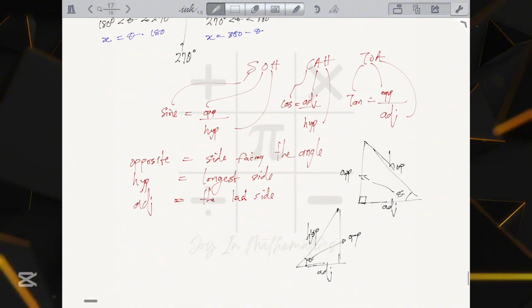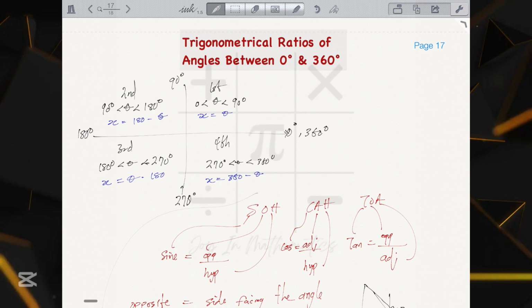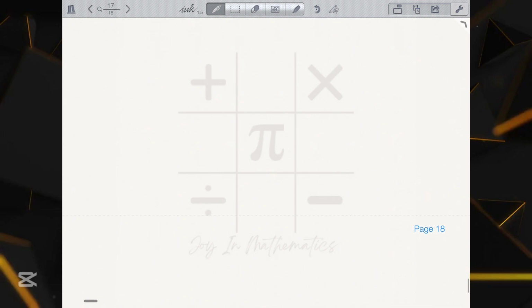Now we want to involve SOHCAHTOA into trigonometric ratios between 0 degrees and 360 degrees. Now we want to make this very detailed for ease of understanding. Now we have a Cartesian plane. The Cartesian plane shows this is the positive x-axis and the positive y-axis, the negative x-axis, and let's call this the negative y-axis. And in the Cartesian plane, we have various points in the graph.